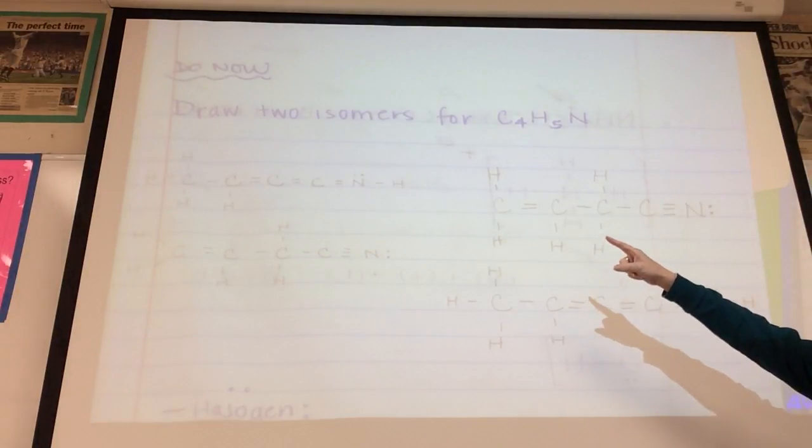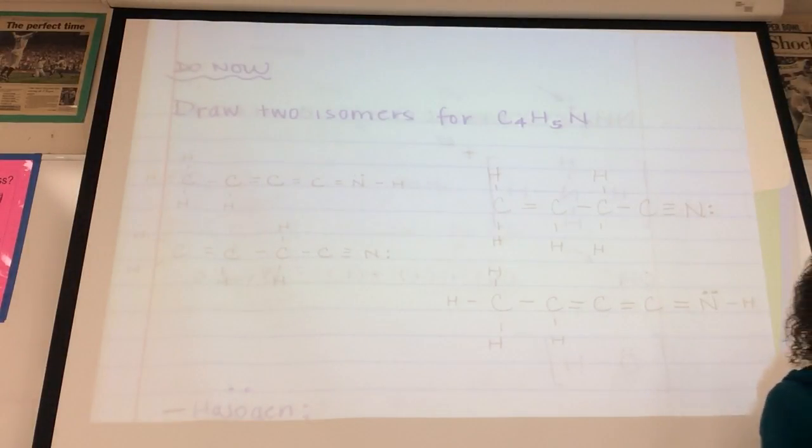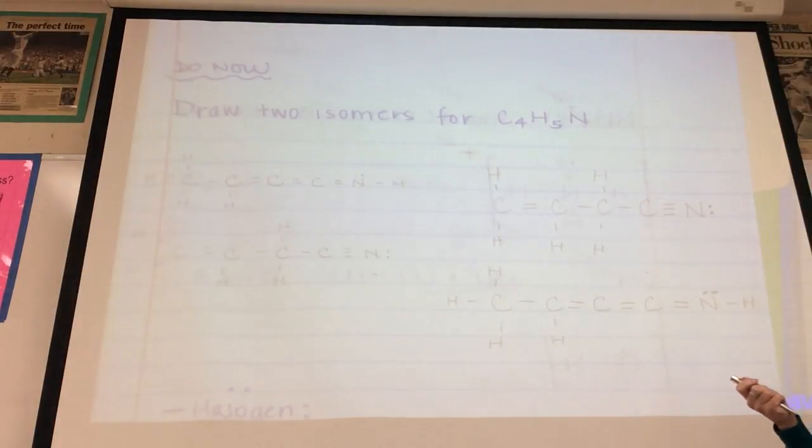So in the first one, again, N wants 3 bonds, like phosphorus, group 15, 8 minus 5 valence electrons is 3. N wants 3 bonds, which it has, and 1 lone pair to complete the octet. So I did a double and a single here. This carbon has an octet of electrons, 4 bonds, as does this, as does this, as does this. So this is one possible structural formula.